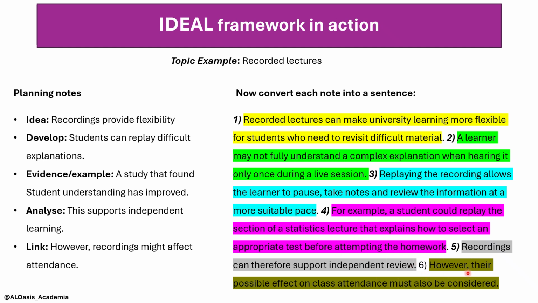And then we get to the last sentence, which is the linking sentence: However, their possible effects on class attendance must also be considered. That's the perfect closing sentence for this paragraph. If after this paragraph you will talk about the disadvantages in the next paragraph, then that's the best closing or link sentence you could have, because it prepares me as a reader and bridges me to the next paragraph, in which we start covering the disadvantages of recorded lectures.